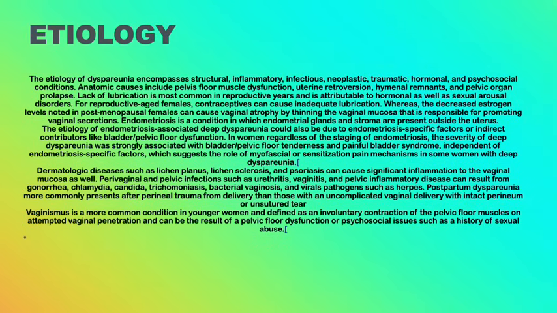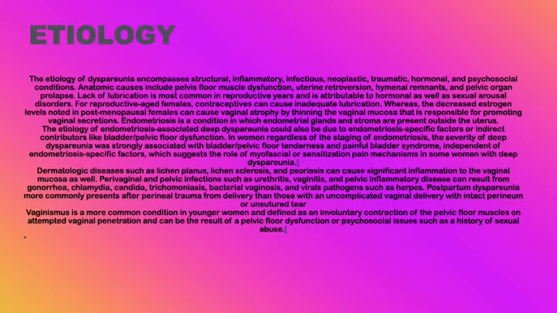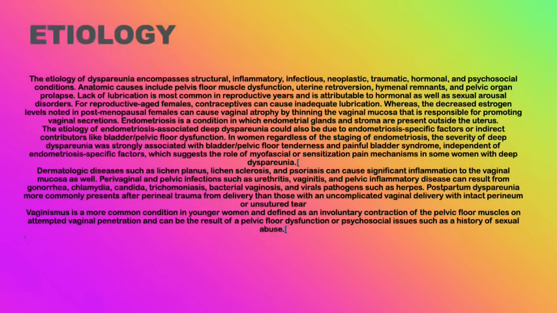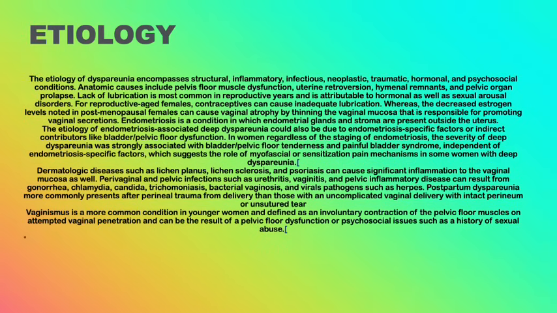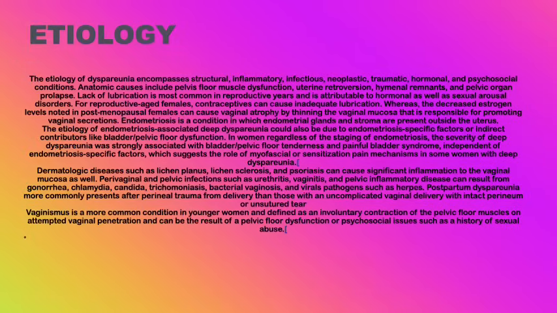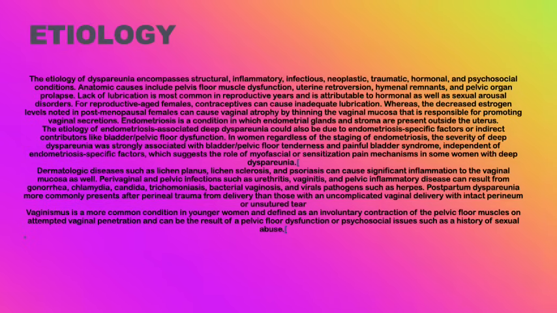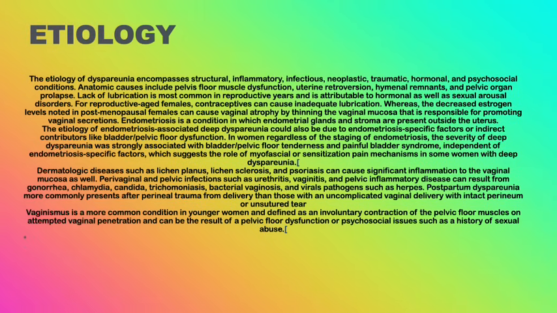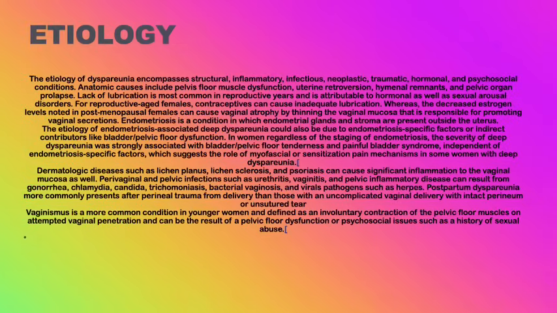Dermatological diseases such as lichen planus, lichen sclerosus, and psoriasis can cause significant inflammation of the vaginal mucosa as well. Perivaginal and pelvic infections such as urethritis, vaginitis, and pelvic inflammatory disease can result from gonorrhea, chlamydia, Candida, Trichomonas, bacterial vaginosis, and viral pathogens such as herpes. Postpartum dyspareunia may occur more commonly after perineal trauma from delivery than after an uncomplicated vaginal delivery with intact perineum or unsutured tears. Vaginismus is a common condition in young women, defined as involuntary contraction of pelvic floor muscles on attempted vaginal penetration, and can be the result of pelvic floor dysfunction or psychosocial conditions associated with sexual abuse.